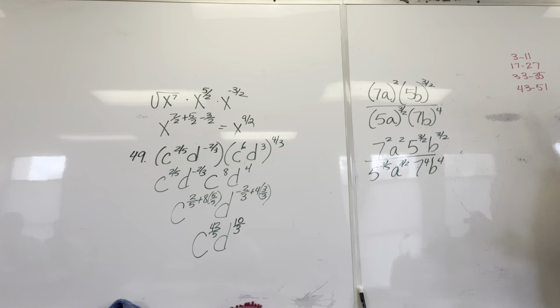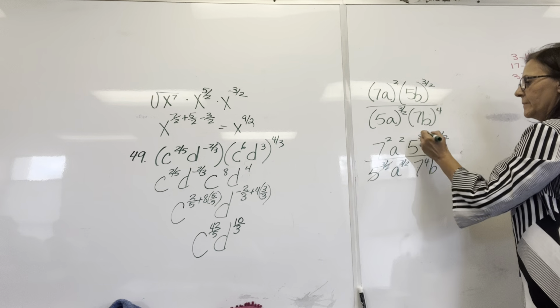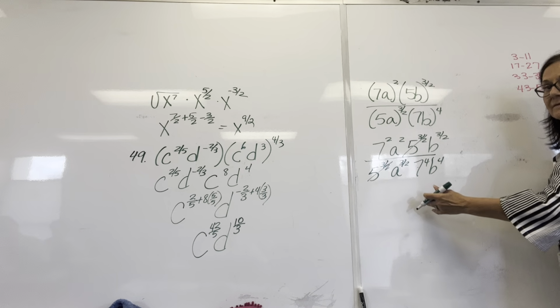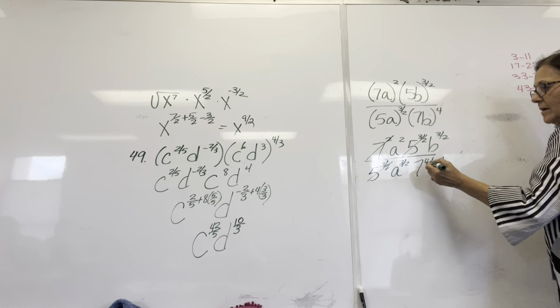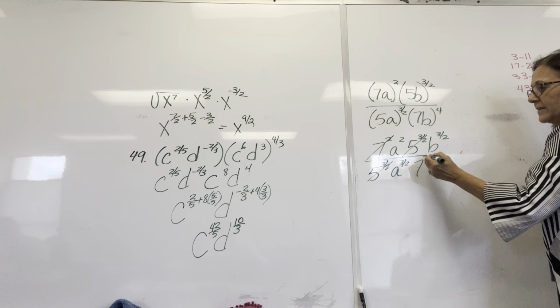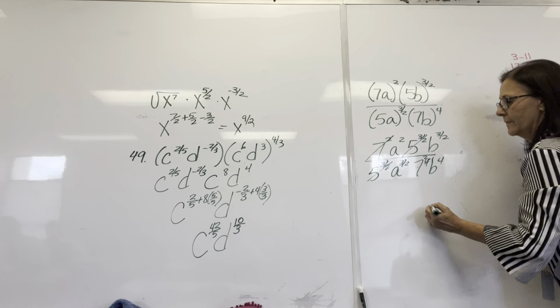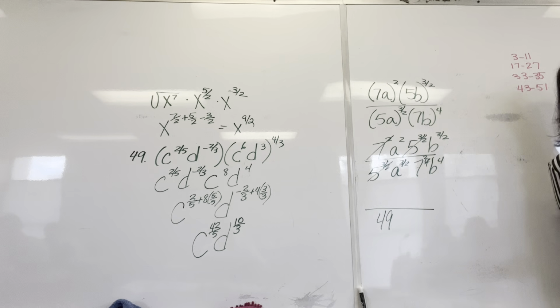What happens to the 5? This is 3/2. The 5s eliminate. What's 5 to the 3/2 over 5 to the 3/2? It's 1. What can I do with my 7s? 7 squared makes this in the denominator 7 squared. Got it? So we have 7 squared in the denominator, or 49.